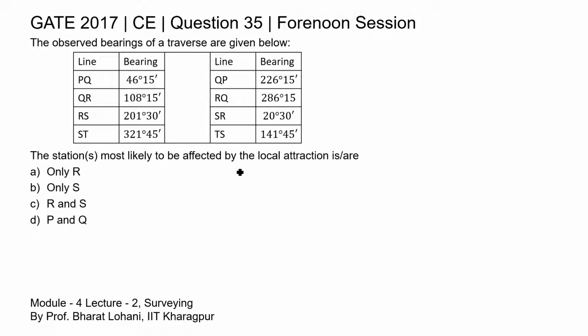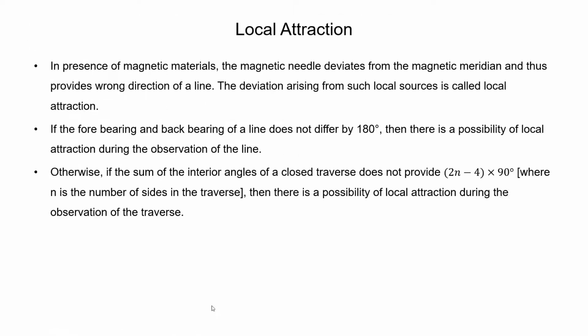You may study about this local attraction in detail in lecture module 4 lecture 2 surveying by Professor Bharat Lohani, IIT Kharagpur. While taking the bearing of a line, sometimes it is found that the magnetic needle deviates from the correct position, and this is due to the availability of magnetic materials near the station, and the deviation arising from such local sources is called local attraction.